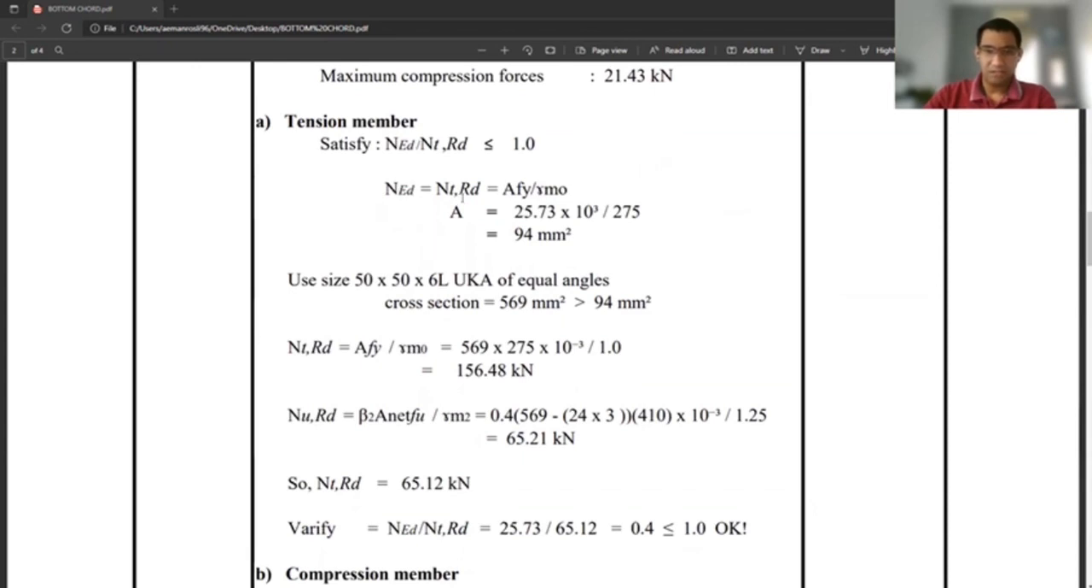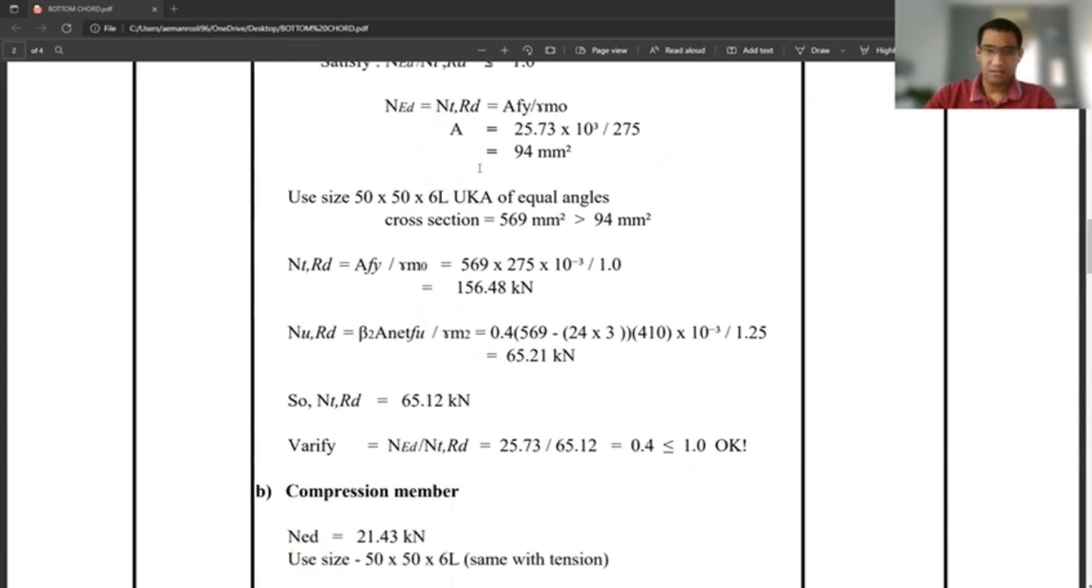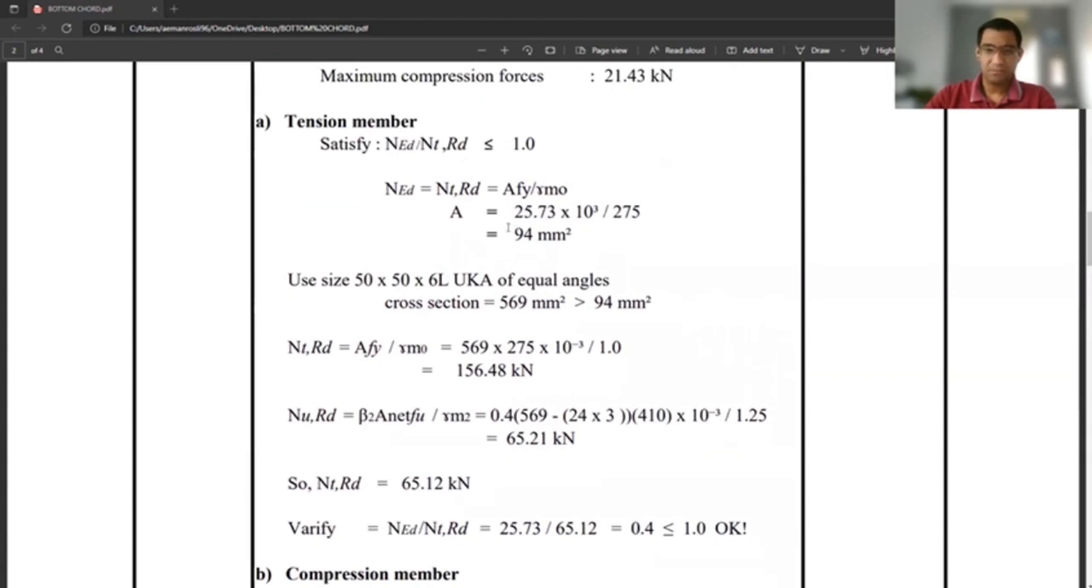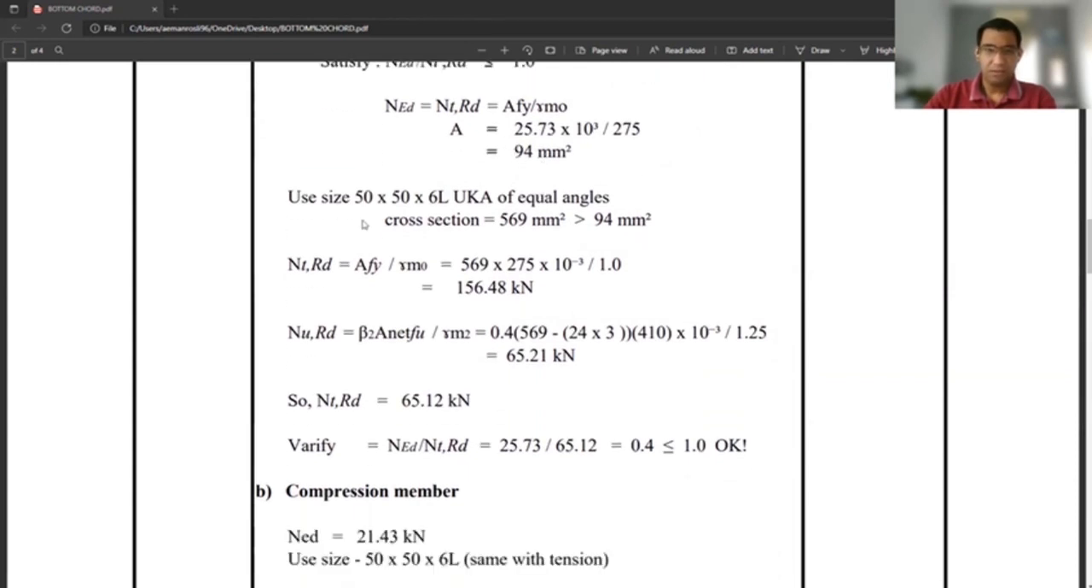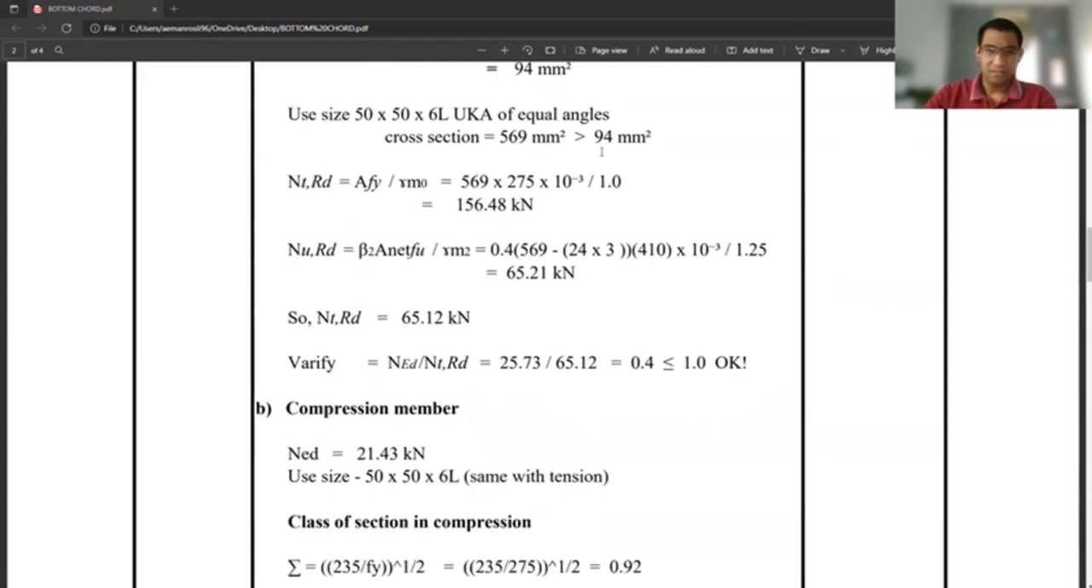Before we find the NED, we need to find the area of the cross section. The value is 94. In this project, we propose to use the size of 50 times 50 times CL UKA of equal angle. The cross section is 596 mm square, so bigger than 94. So it's okay.